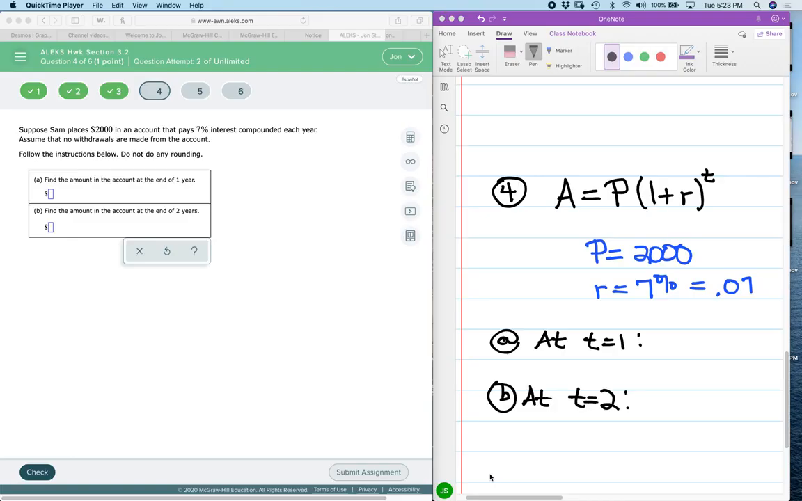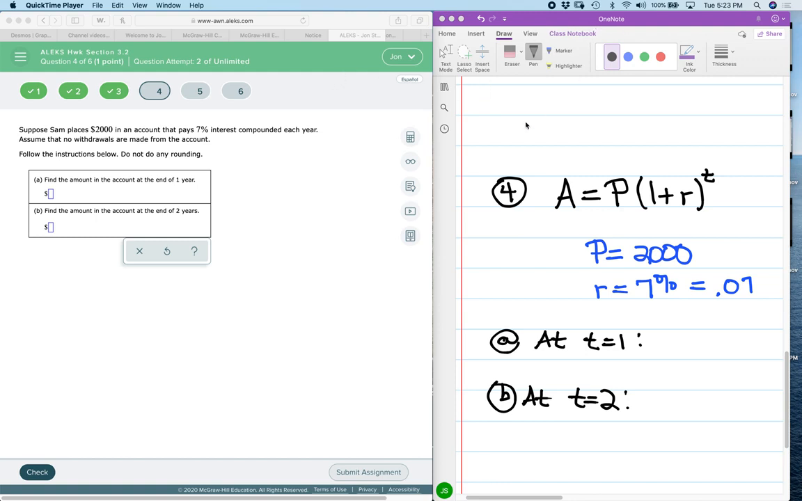Okay, for problem number 4, suppose Sam places $2,000 in an account that pays 7% interest compounded each year. Assume that no withdrawals are made from the account. Follow the instructions below, do not do any rounding, and it says to find, first of all, the amount in the account at the end of 1 year.